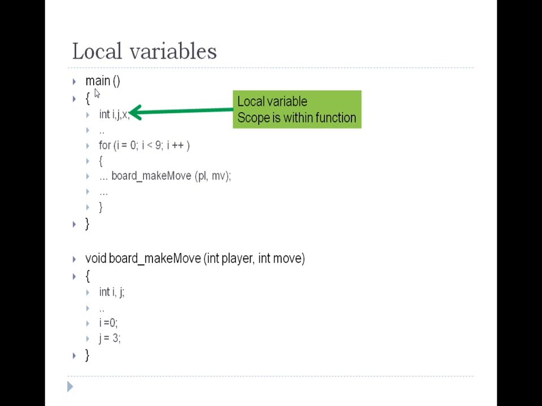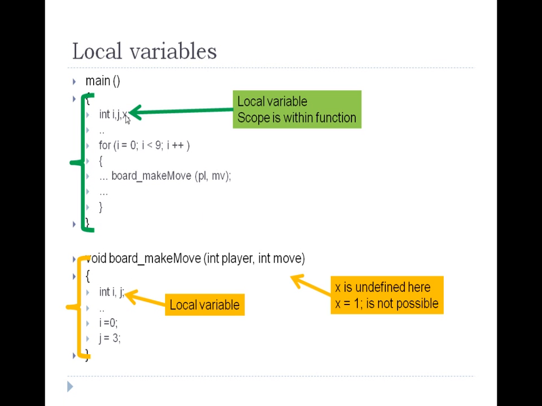Now if you look at this, main is a function, and within the braces of this function, if any variable is defined, it is called a local variable, and the scope of that variable is within the bounds of this function. Main is also a function. Likewise, board make move is also a function, and anything defined within the bounds of these curly braces has a scope which is within the bounds of this particular function.